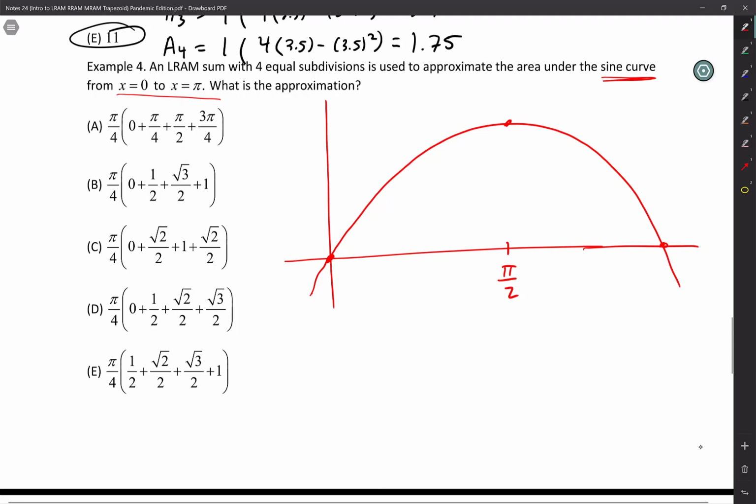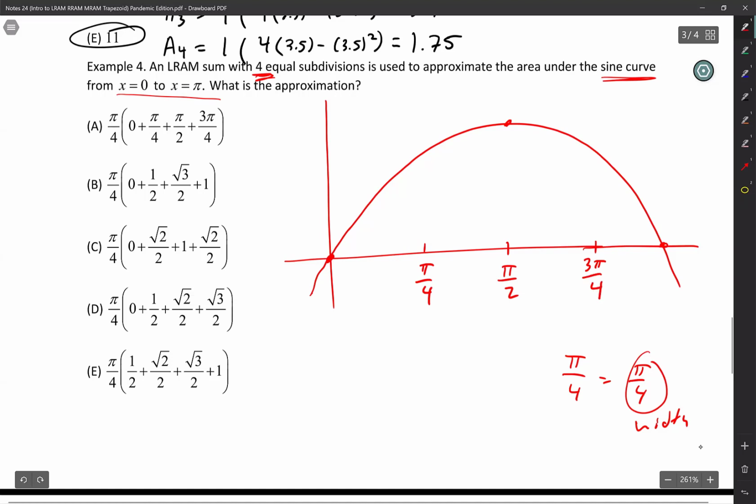And how many rectangles do I want? 4 equal subdivisions. So pi divided by 4, each rectangle is pi over 4. That's a width. So let's see if I can cut it perfectly. Half of pi over 2, that's pi over 4 right here. And this guy has to be 3 pi over 4. Okay, I got it, guys. So make sure you know what you're doing. Don't just write randomly.